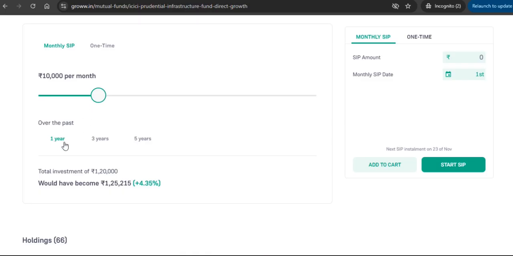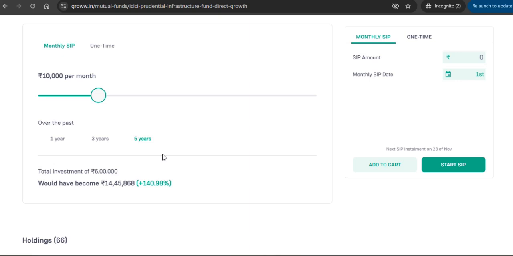For 10,000 per month, for example, for 1 year you see just 4.3%, but if I change it to 3 years, you see it gradually increased to 15 years. Again, if you go to 5 years, it is more. If you keep it for more than 5 years, you can think how much it will be. That is the main game here. That is what compounding is.